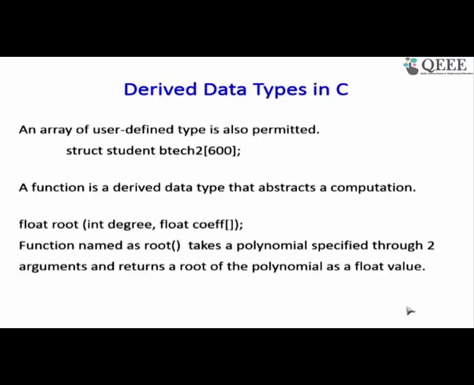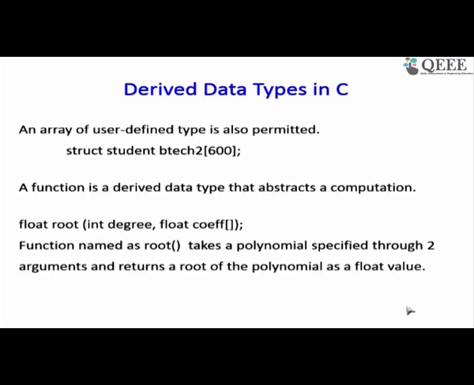I've given a different example, but in spirit what I just did over there. So I created an array of type student, called it BTech2. Many of you might be BTech2 for all I know. More importantly, this is something again I will not emphasize, but I would like to talk upon.